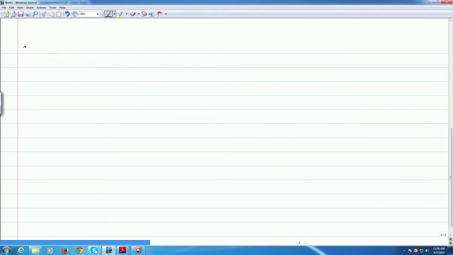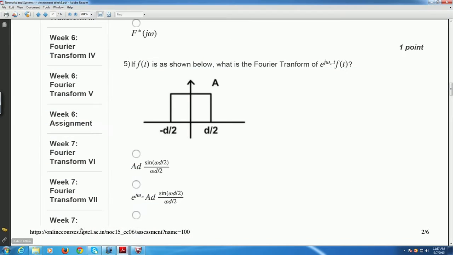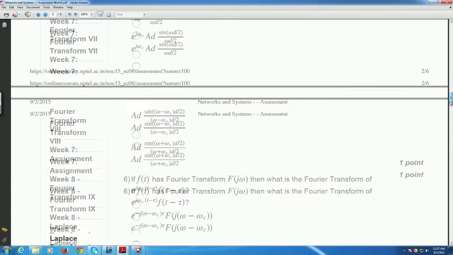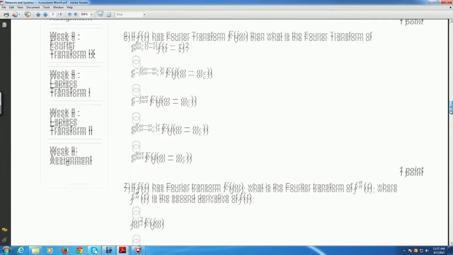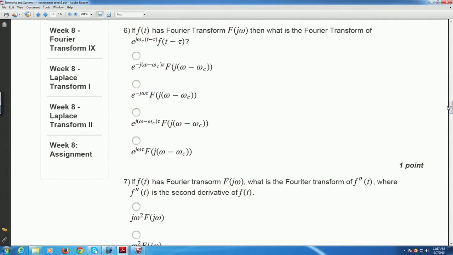In fact, this is a property that you have to use for the fifth question. e power j omega naught t times x of t transforms to x of j omega minus omega naught. So, you apply that, you are going to get the answer. So, the fifth question is quite straightforward. Many of the questions in this assignment are simple straightforward applications of the properties that you know. If you are comfortable with that, you would have no issues.